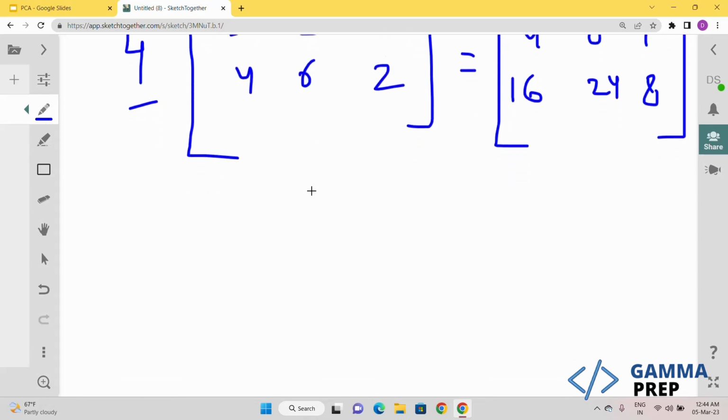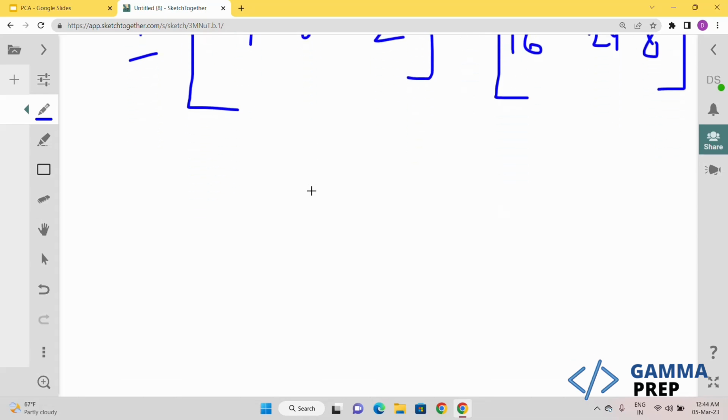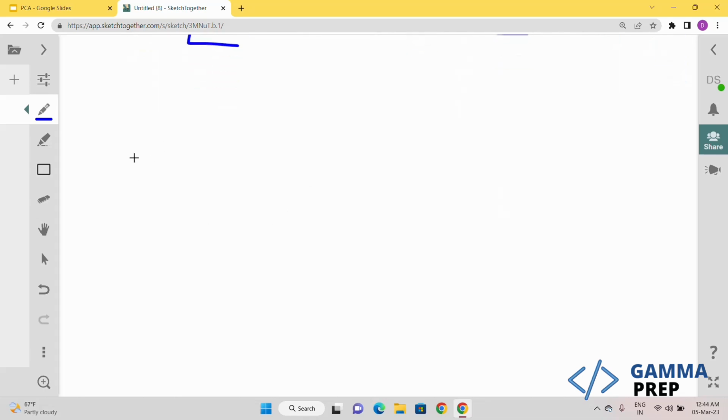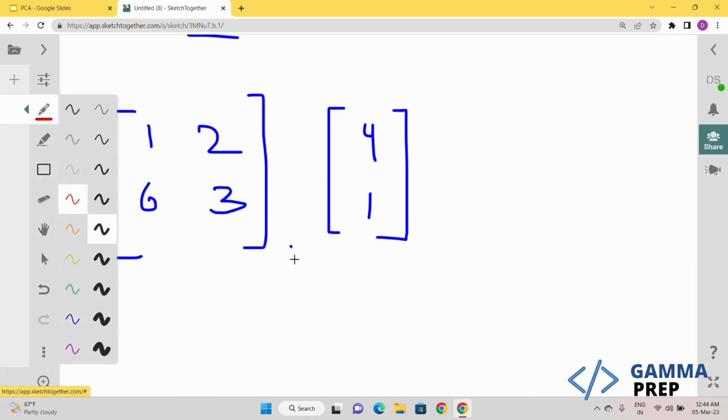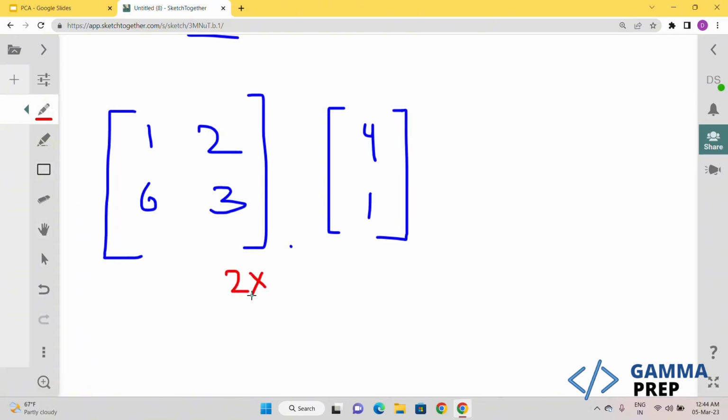Now, moving on to matrix multiplication. We have two matrices, 1, 2, 6, 3 multiplied by 4, 1. First of all, let's find the size of each. It's 2 cross 2, and here the size is 2 cross 1. The matrices can only be multiplied when this is the same.